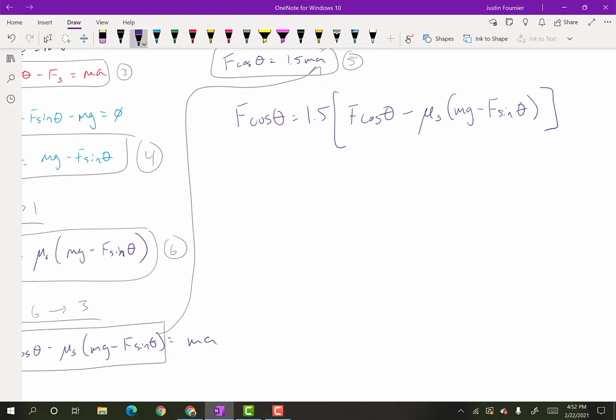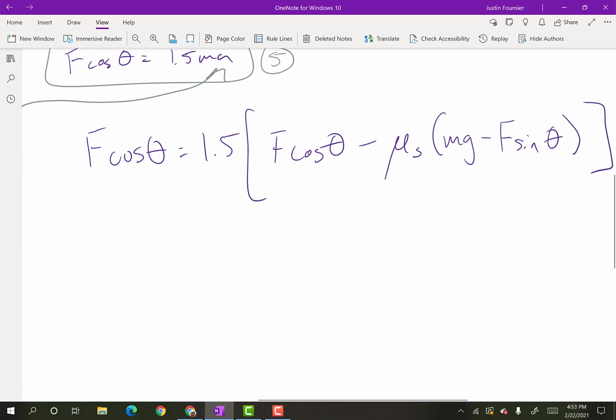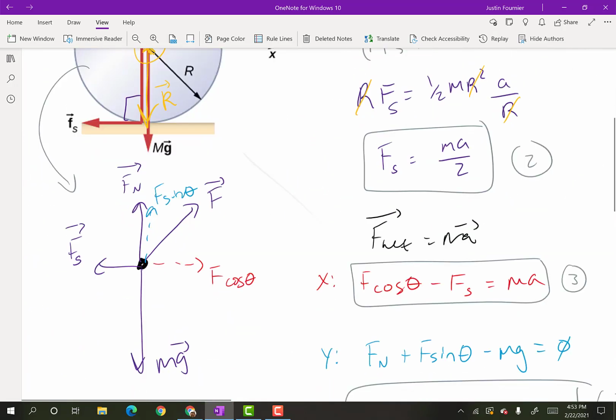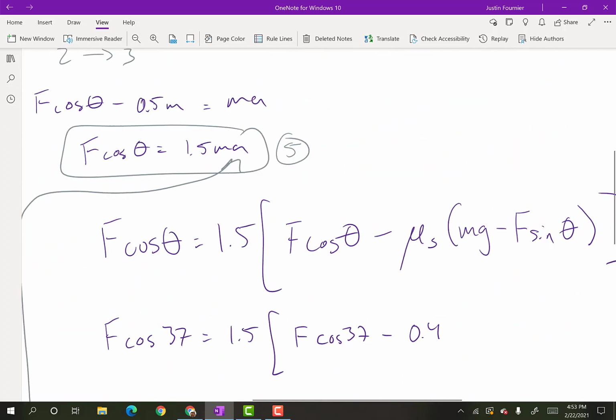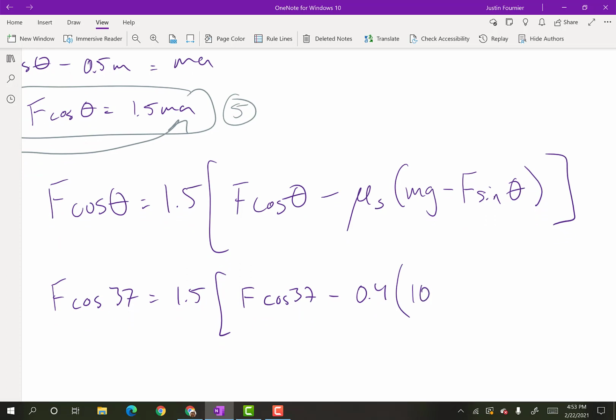So this is going to be, let's zoom in a little bit here. I think I got everything in there okay. So it's going to be F cosine of 37 equals 1.5 F cosine 37 minus coefficient of friction is 0.4, I think. 0.4, yes. And then this is going to be mg. I'm just going to say g is 10, so this is 10m. Again, I'm just plugging in numbers to get rid of all this. And then F sine of 37.